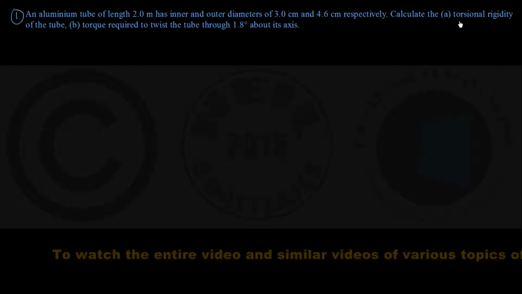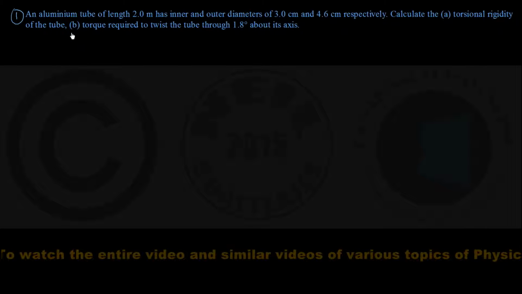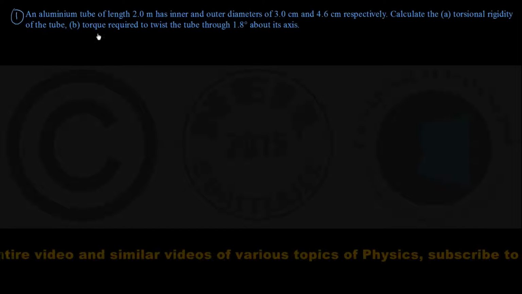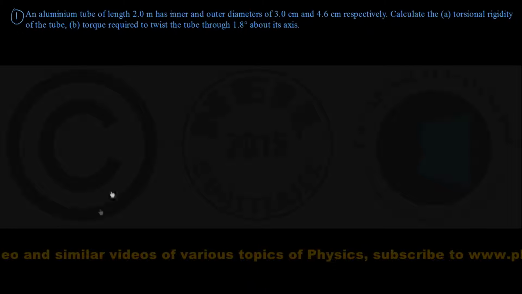Since we have learned the theoretical part of shear modulus, it's time now to go for some problems based on what we have learned here. So here is the first problem coming for us, and it says that an aluminium tube of length 2 meters has inner and outer diameters of 3.0 centimeters and 4.6 centimeters respectively. Calculate in part A the torsional rigidity of the tube, and in part B the torque required to twist the tube to 1.8 degree about its axis.